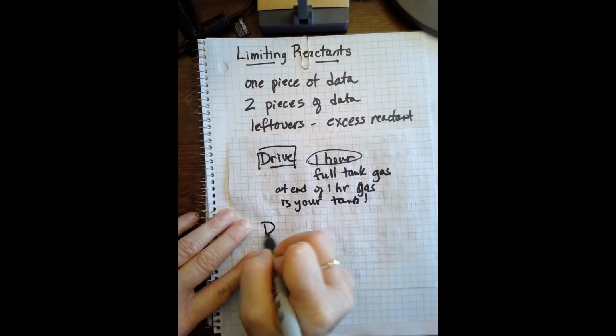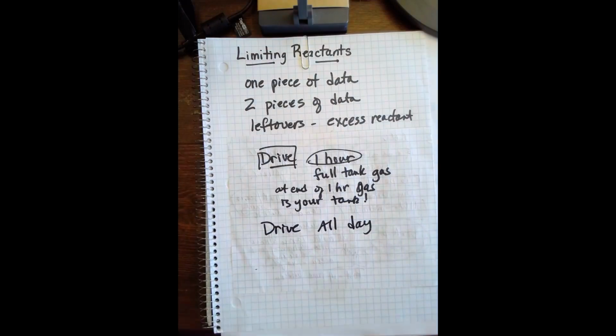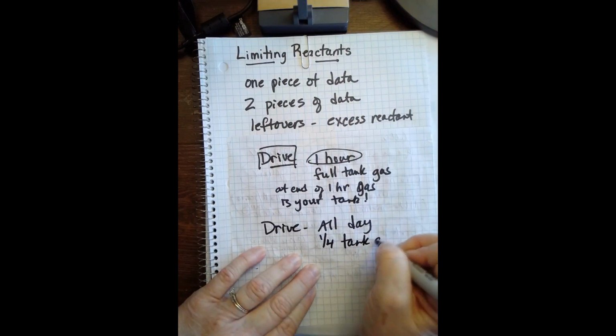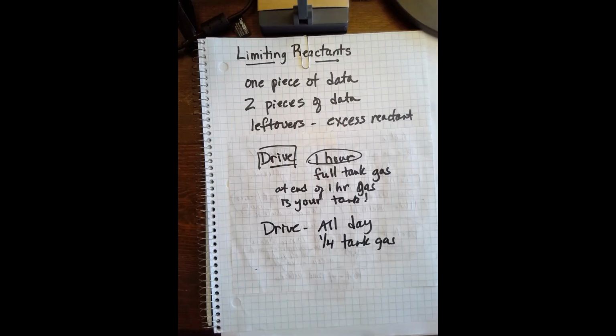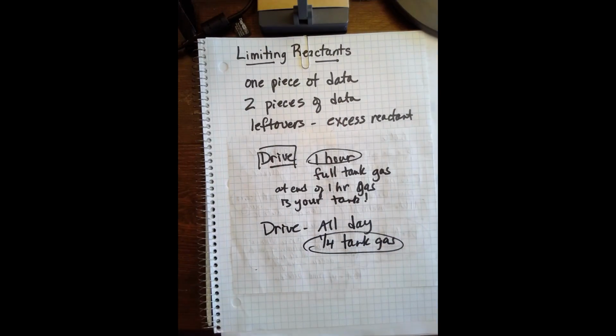So let's flip this again. You want to go on a drive, and you have all day. You've done all your chemistry, you've done all your history, all your English. You don't have anything else to do. You have all day to drive, and you have a 1/4 tank of gas. In this scenario, which is the limiting reactant? The 1/4 tank of gas. So time is in excess. The gas is the reactant that limits how far this drive can go. That is really all we are doing here, guys.